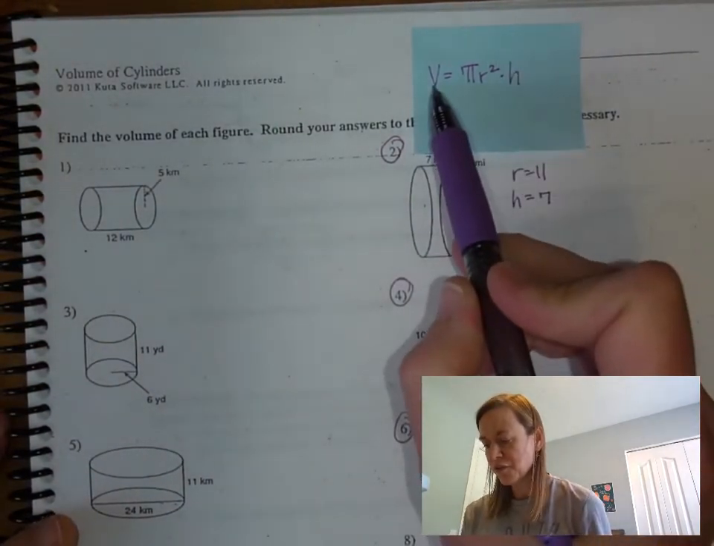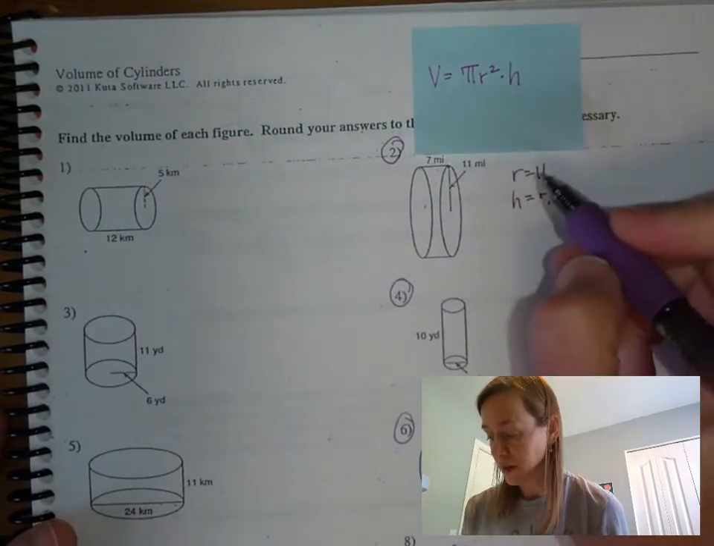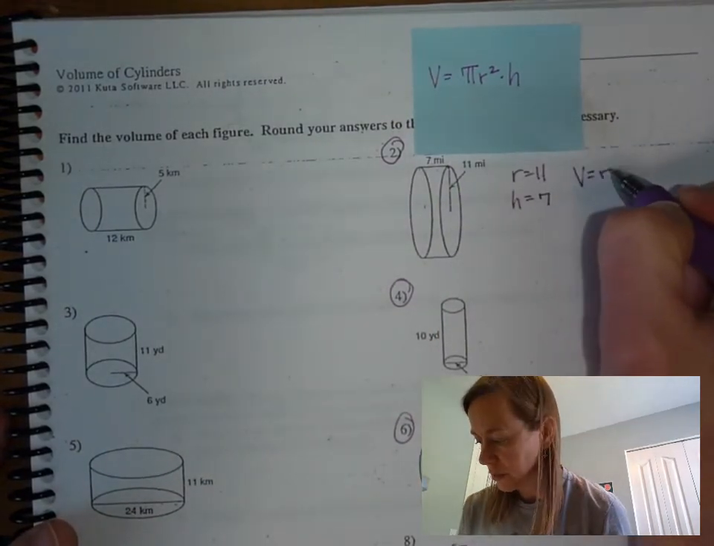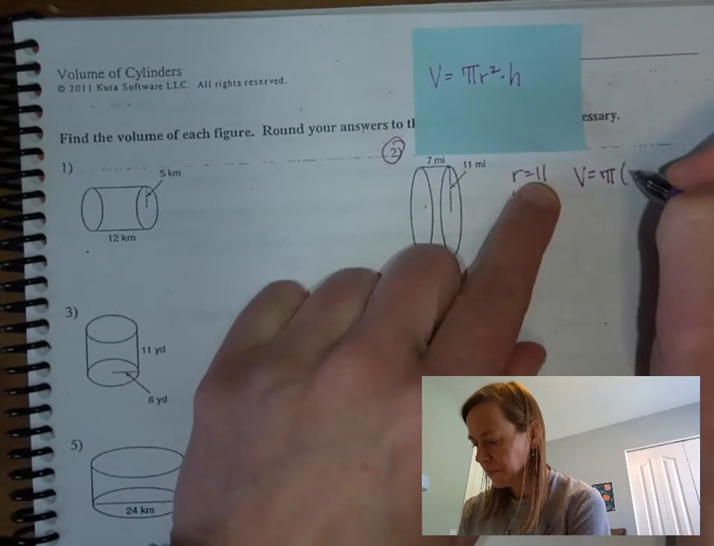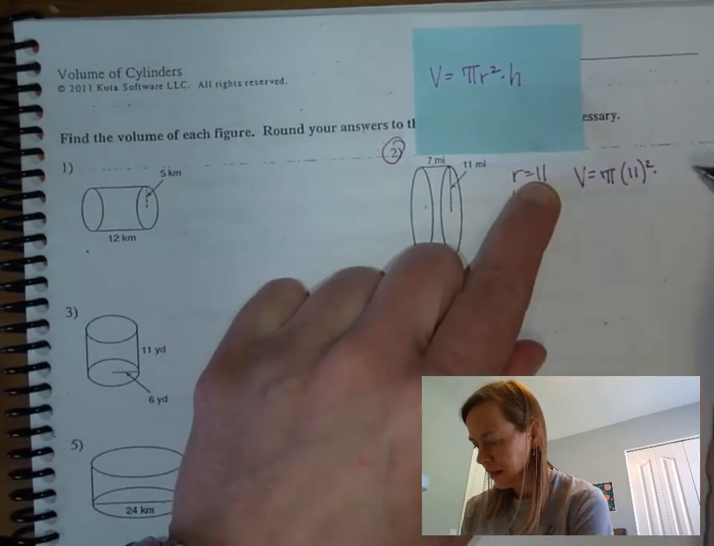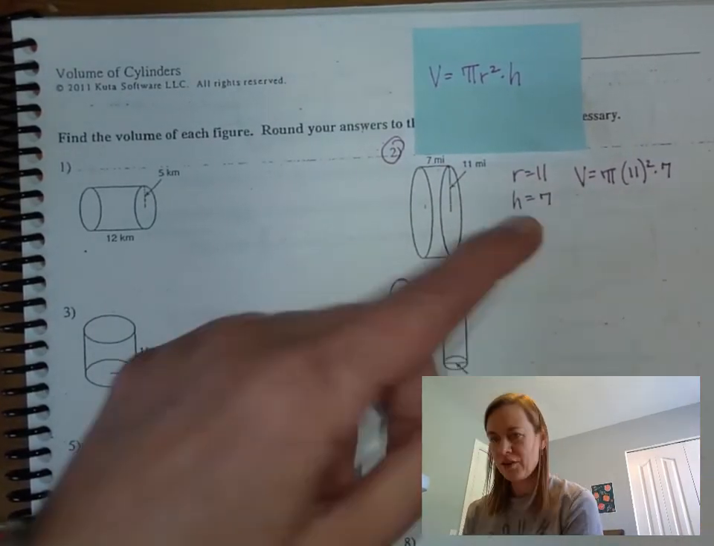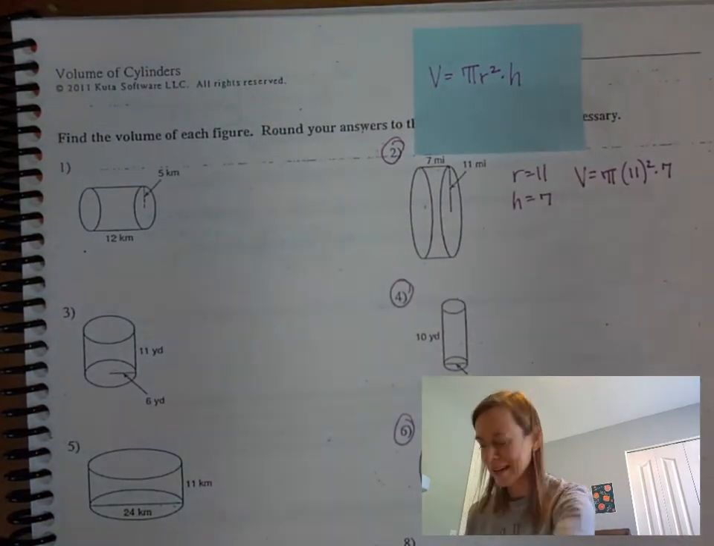And using our formula, volume equals pi r squared times height. Let's just write this out. Volume equals pi. R is 11. We're going to square it, and then multiply it by the height. Okay, the rest is up to your calculator.